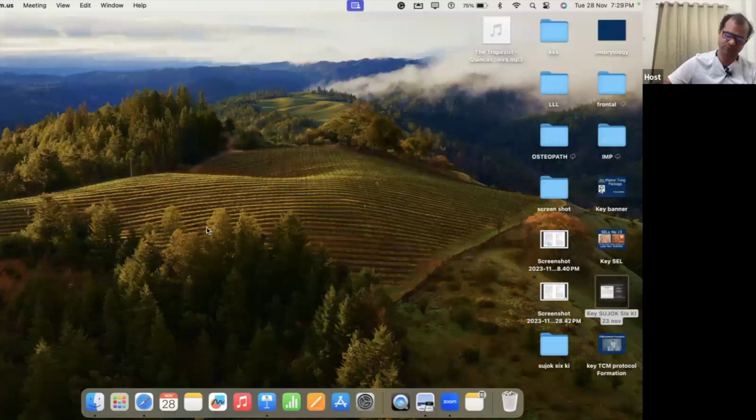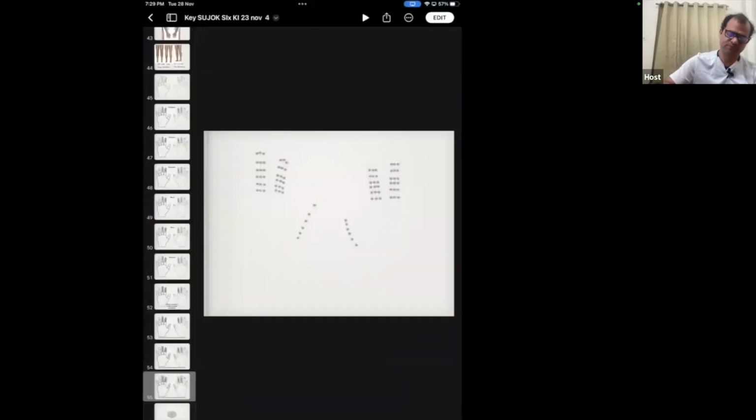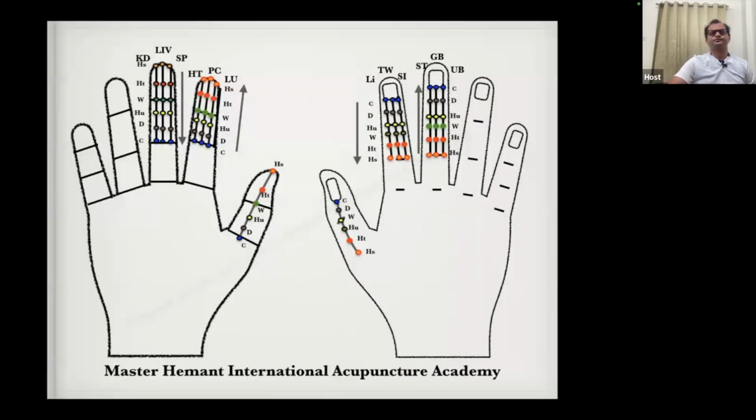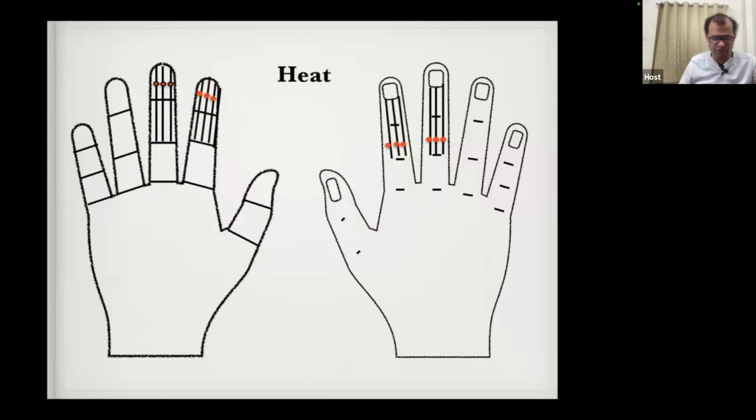Let's see here. Okay, look here now. If we look at the lung meridian, this is the finger. The finger we are dividing into 2 parts. We have divided the finger into 2 parts.